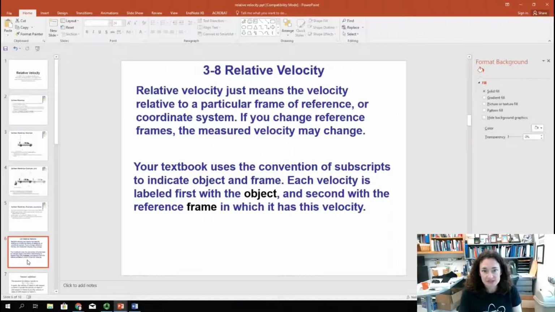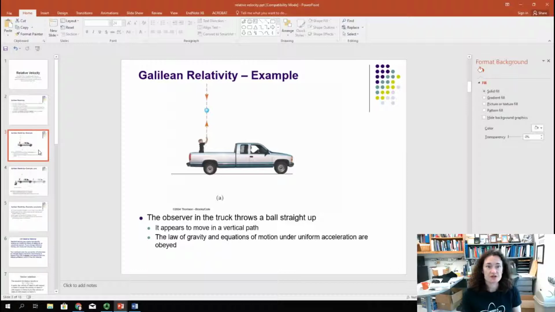Relative velocity just means the velocity relative to a particular frame of reference, okay? So, if you're talking about the motion of the ball, for example, you need to say which frame of reference you're describing it with, and then you would give the velocity relative to that frame of reference. If you change reference frames, your measured velocity may change, okay? So, for example, at the top of the trajectory for the kid tossing the ball in the air, the kid would say that at the very top of that trajectory its total speed is 0 for a second, right? Just a split second when it reaches the top and turns around to come back down.